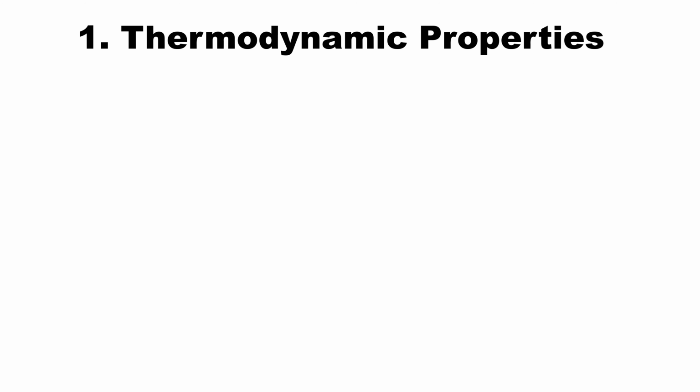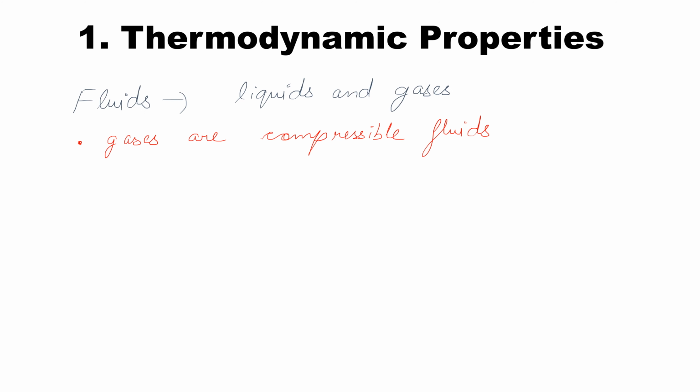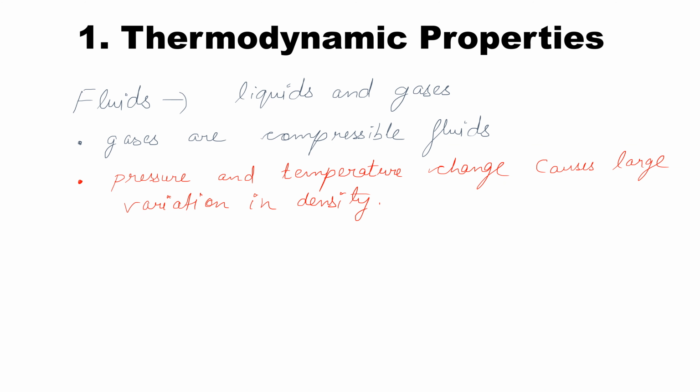First, we will learn about thermodynamic properties. So here we are talking about fluids, that is liquids and gases, and we know that gases are highly compressible fluids. In gases, the pressure and temperature change causes a large variation in density. So whenever the pressure or temperature changes, we see that the density also varies in gases.